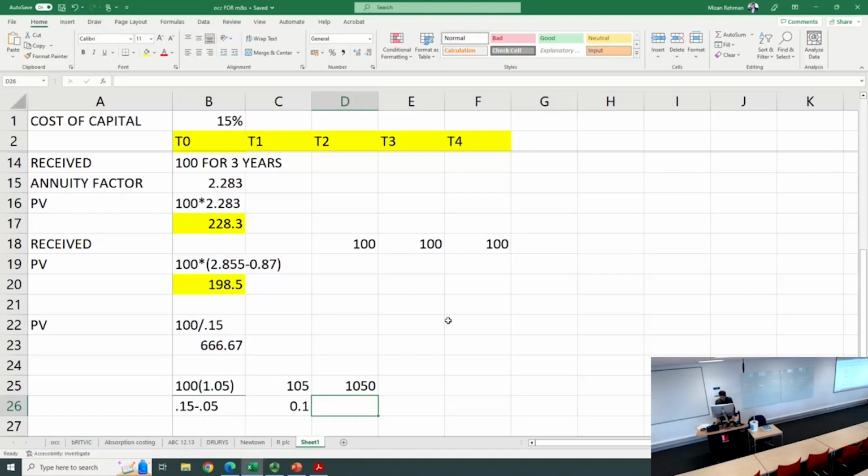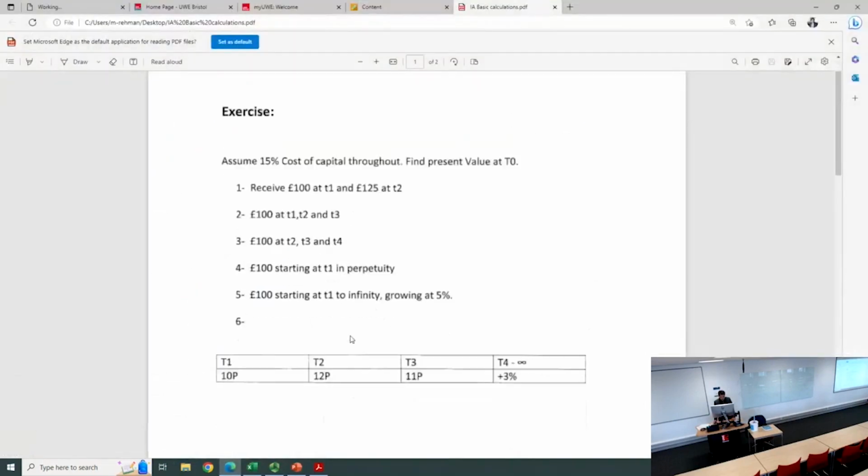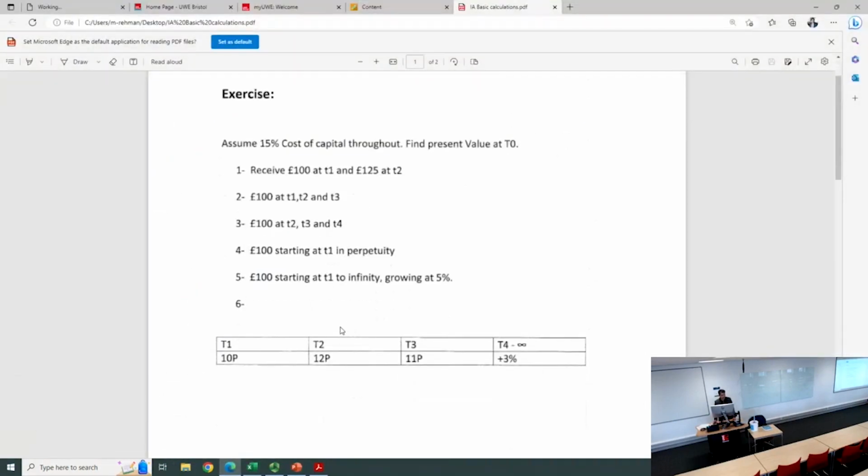And this takes us to the final one in this exercise, number 6, where we have some random receipts. At T1 is 10, pence or pounds, it doesn't matter. T2 is 12, T3 is 11, and after that, T3 will be growing by 3% every year.